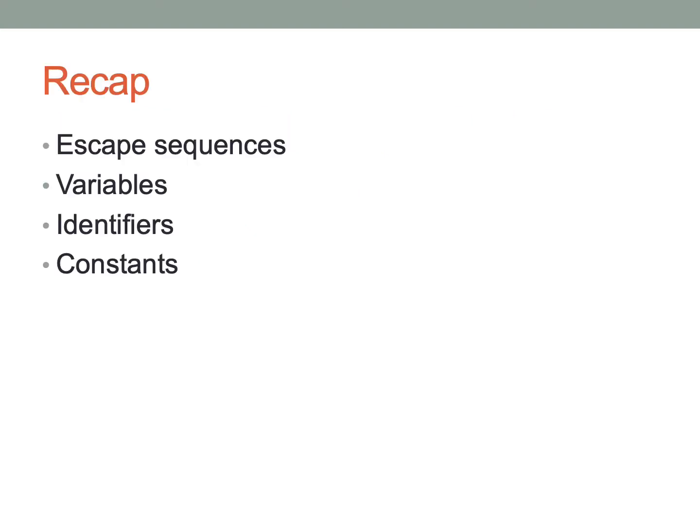Last time, we looked at escape sequences, variables and how to initialize them, the valid names or identifiers for our variables, classes, constants and also methods. And we have also looked at for constant, we need to have the keyword final.